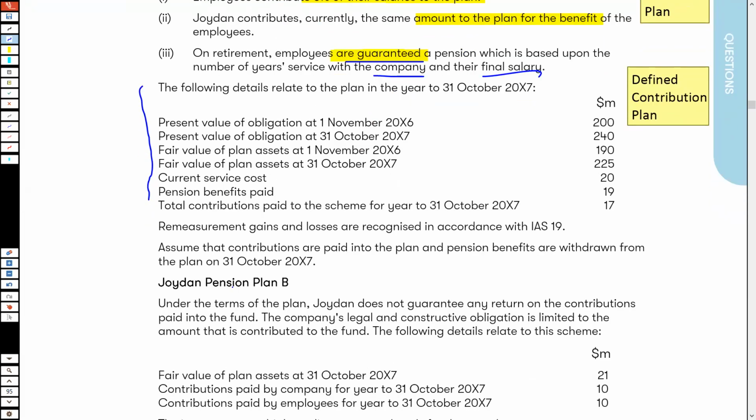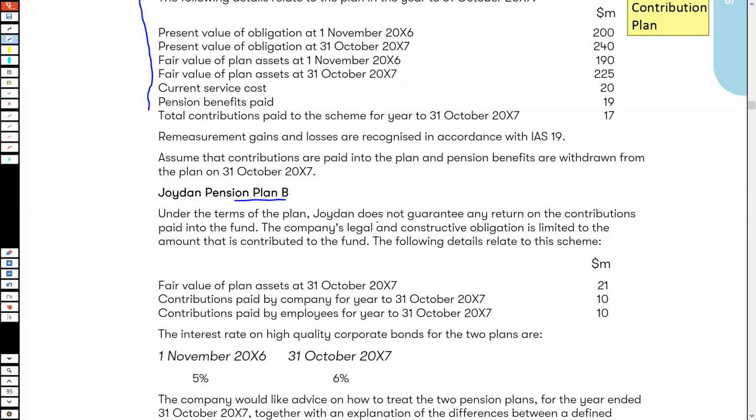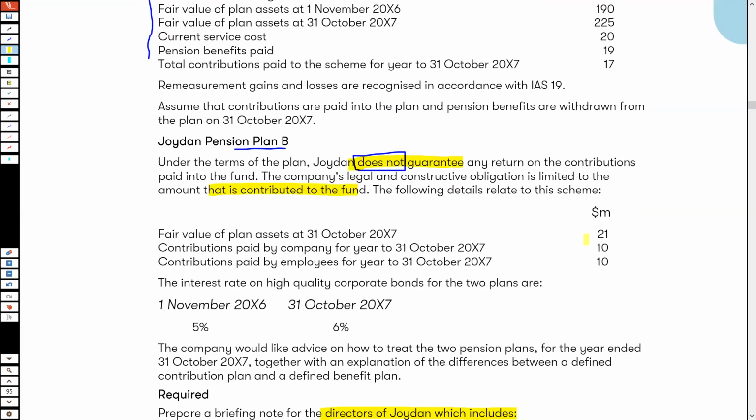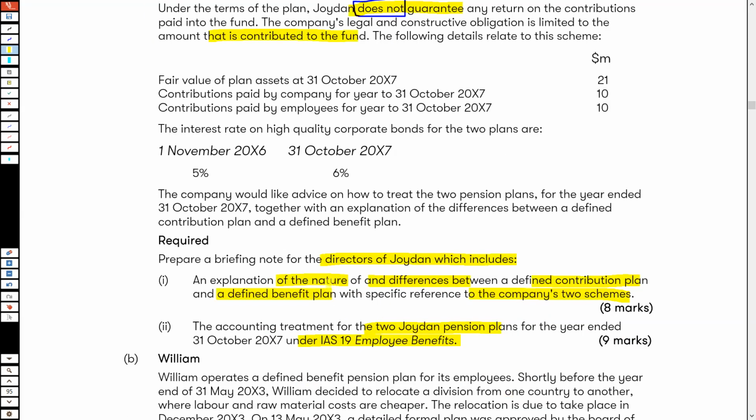And if I talk about Pension Plan B, what does it say? It says under the terms of the plan, Joydin does not guarantee any return on the contributions paid into the fund. So the company's legal and constructive obligation is limited to the amount that is contributed to the fund. The following details relate to this scheme. The next thing is the explanation of the nature and the differences between a defined contribution plan and a defined benefit plan, with specific reference to the company's two schemes.